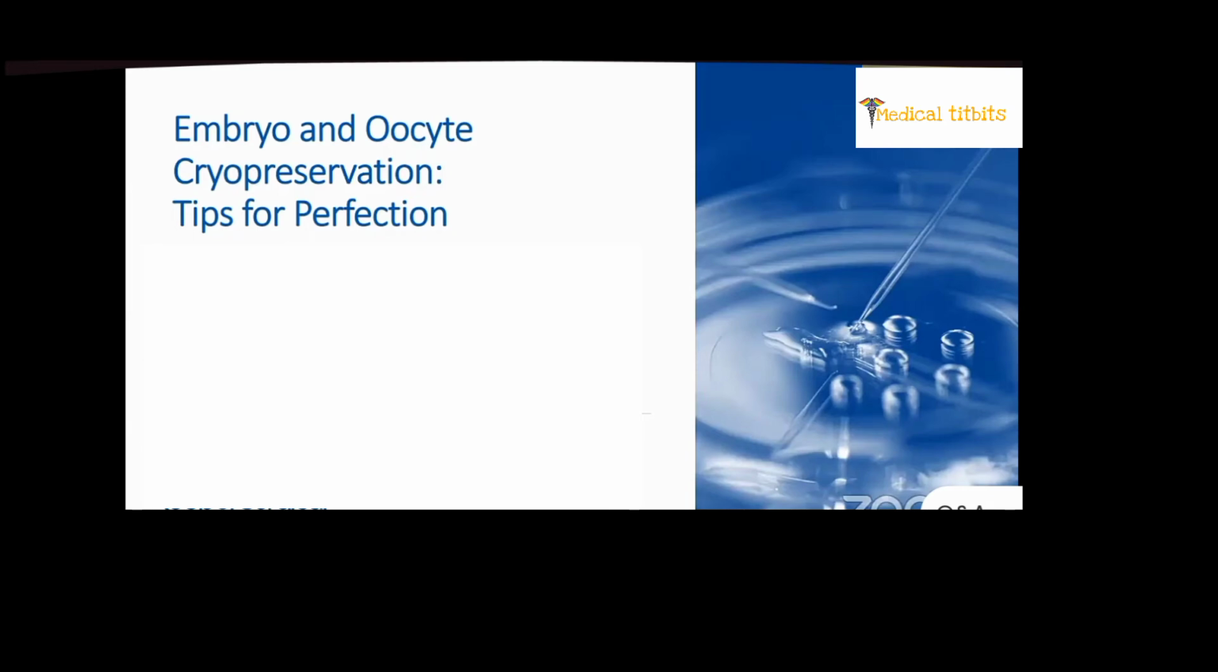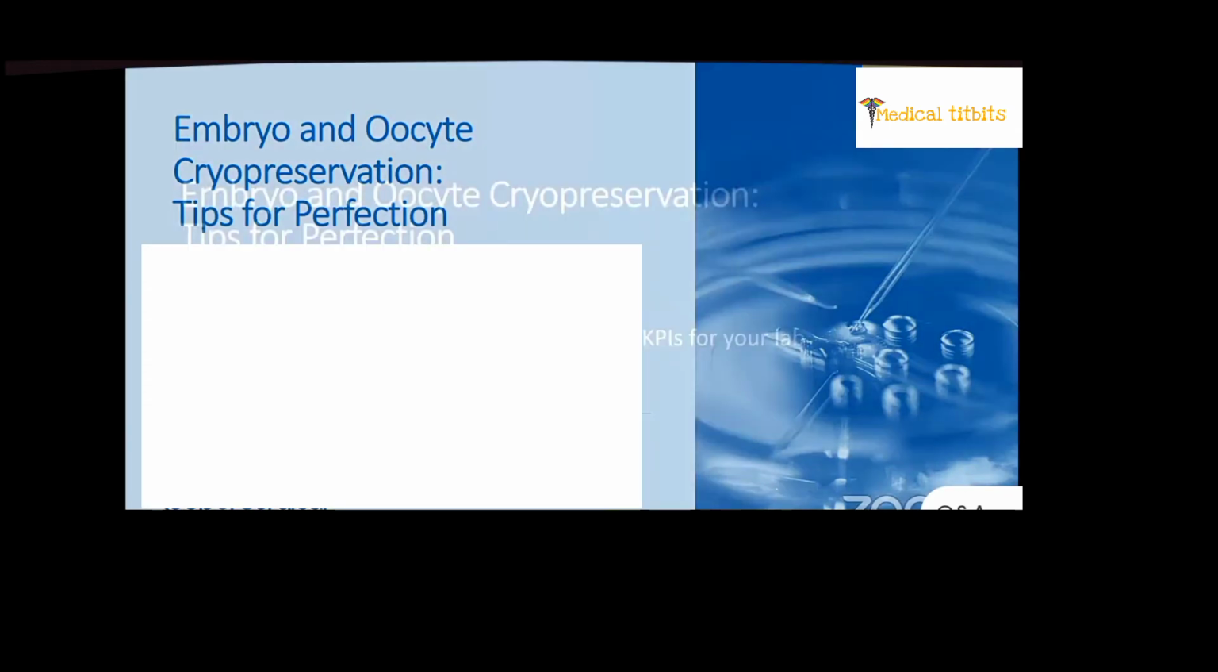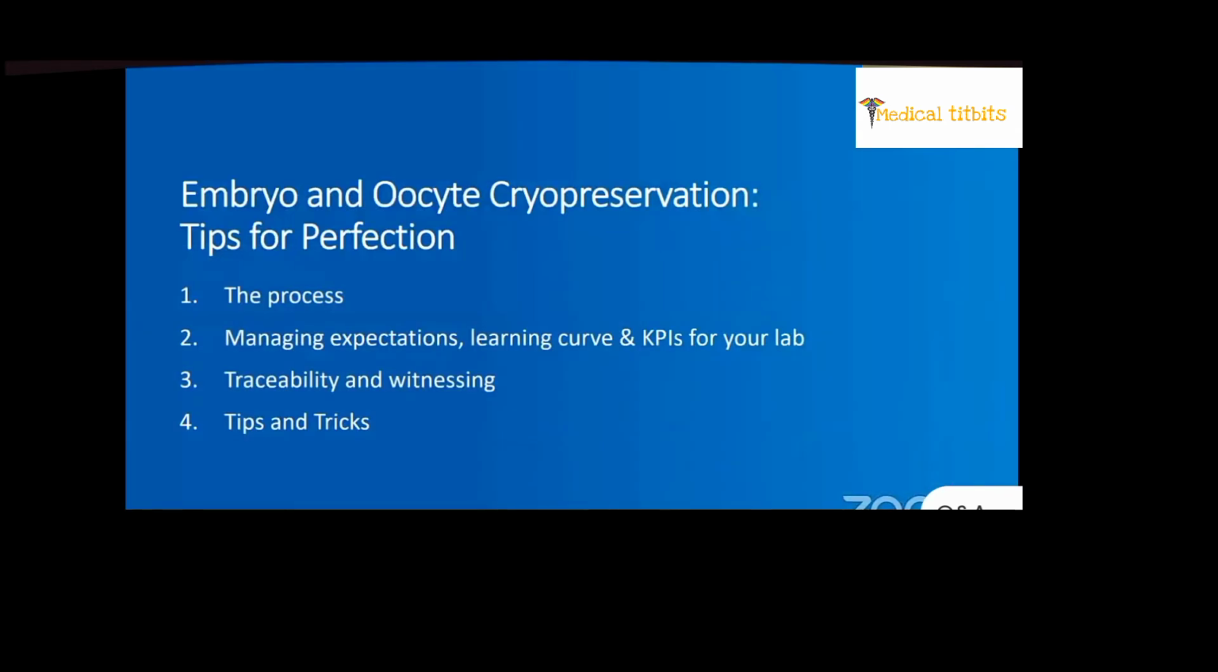So the focus of my talk will be on tips for perfecting vitrification. Firstly, I'll review the basic principles of cryopreservation. Then we'll consider how to manage expectations, the training process and evaluation of results using key performance indicators or KPIs implemented in your laboratory. I will go through traceability and witnessing as it's one of the most important topics nowadays. And finally, we'll discuss some of the tips that can help you improve your results.